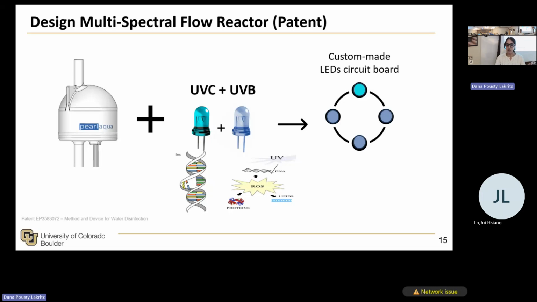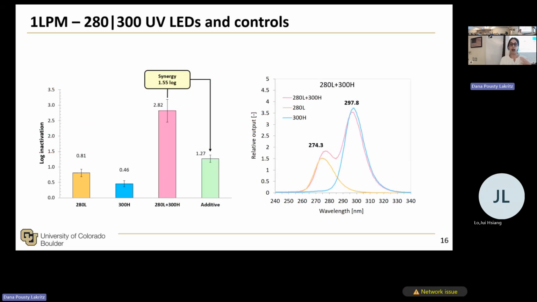So now I will show you the results, but I have to say that we tried around 6 different reactors that we designed. So it was not like, yeah, let's combine this one and we will get what we want. There is an issue of a ratio between the UVC and UVB. As you see here, for UVC we have only 1 LED, and for UVB we have 3. And when we combined them and tried 1 liter per minute, we also saw a synergy above 1.5 log inactivation, which was a lot when combining both.